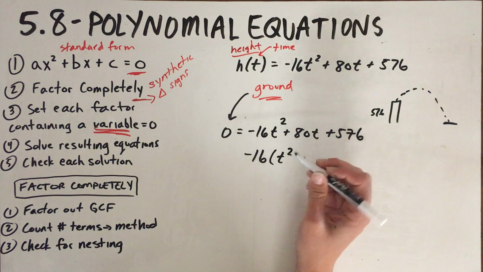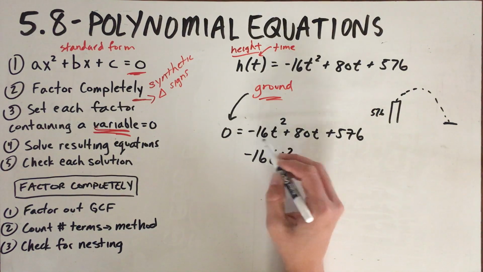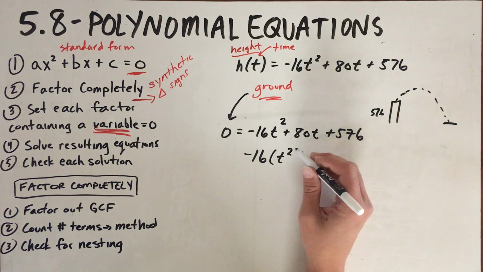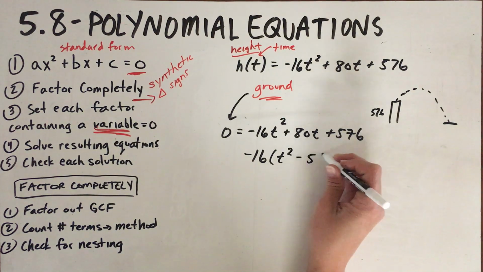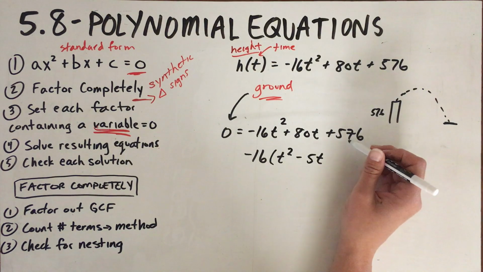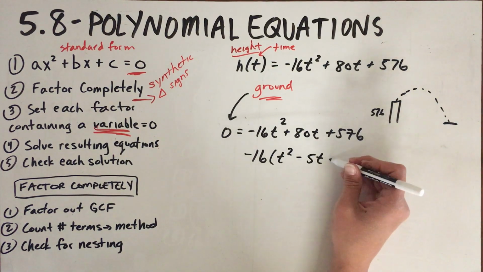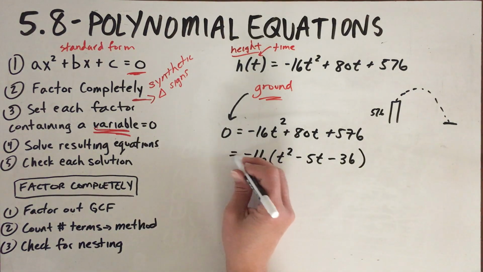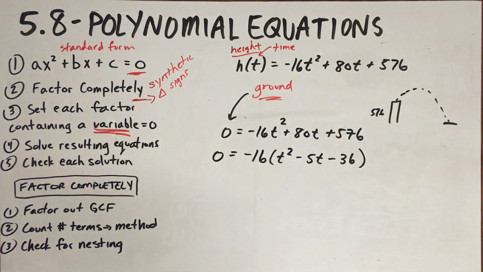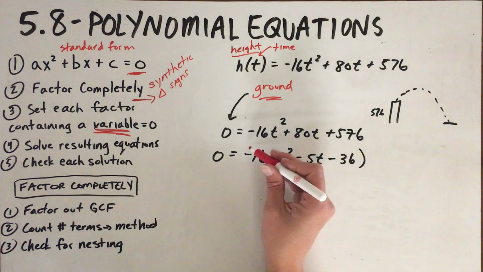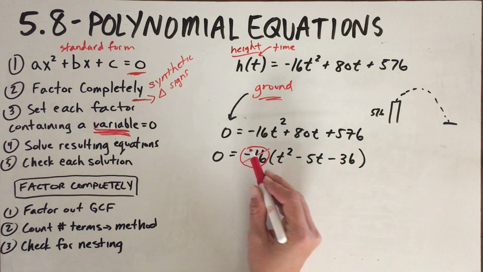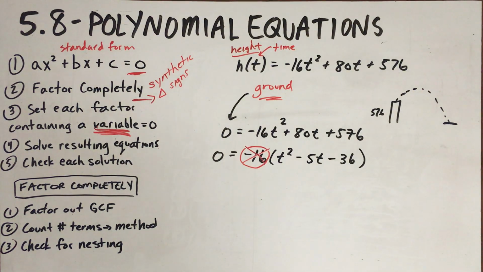So I'll get t squared when I divide negative 16 t squared by negative 16. When I divide 80t by negative 16, I get a minus 5t. And when I divide 576 by 16, I get a minus 36. And remember, this is all equal to 0. Well, what do we do with this 16? It is a factor, but it's not a variable factor, so I can just ignore it because negative 16 will never be equal to 0.